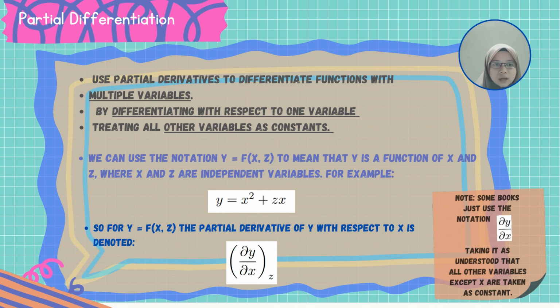For example, here we have an equation y equals x squared plus zx, which has more than one variable, which are z and x. So for y equals f(x, z), the partial derivative of y with respect to x is denoted as dy over dx with z held constant, where z is outside the bracket. We must take note that some books just use the notation dy over dx, taking it as understood that all other variables except x are taken as constant.